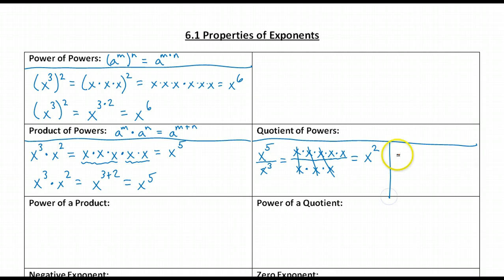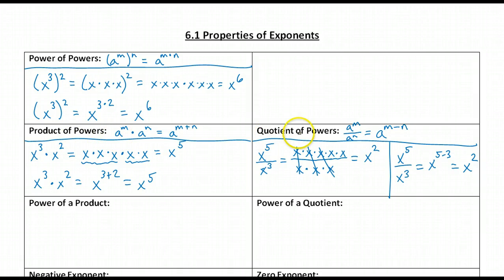My shortcut would be, when I have the same base, top and bottom, I can just subtract my exponents. The quotient of powers rule: when I have the same base in a numerator and a denominator, I can rewrite that as that base with my exponents subtracted. And I have to take my top exponent minus my bottom exponent.